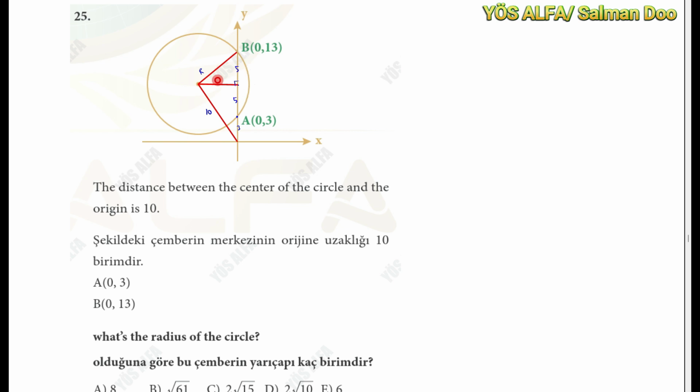So in this triangle, this is 8 and this is 10. So we can find this using the Pythagoras theorem. So this is 6. So from here we can find the radius of the circle as 6 squared plus 5 squared. So the radius squared is 36 plus 25, which is equal to 61. So the answer is B.